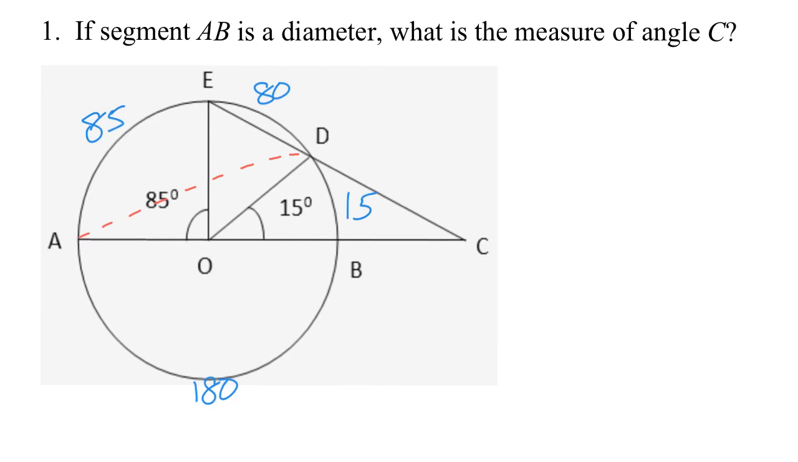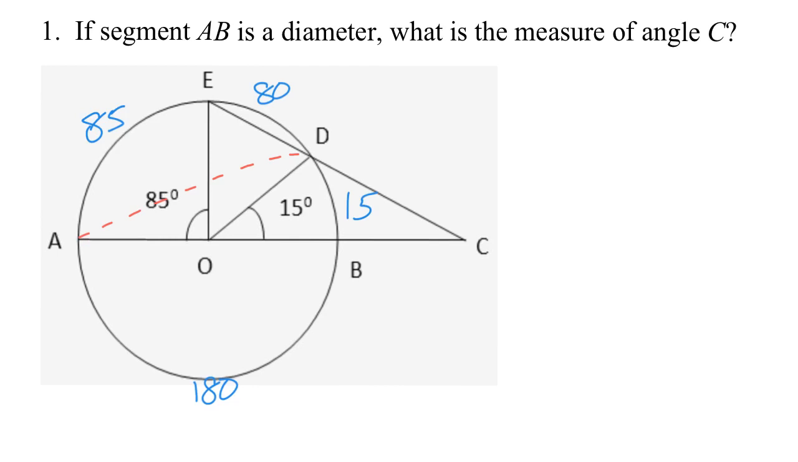Now when I do that, that creates three things. One is this triangle right here, triangle ADC. It also creates two inscribed angles, DAB and ADE. We're going to use those to find angle A and then angle D. And then we're just going to use the triangle sum theorem to find the measure of angle C.